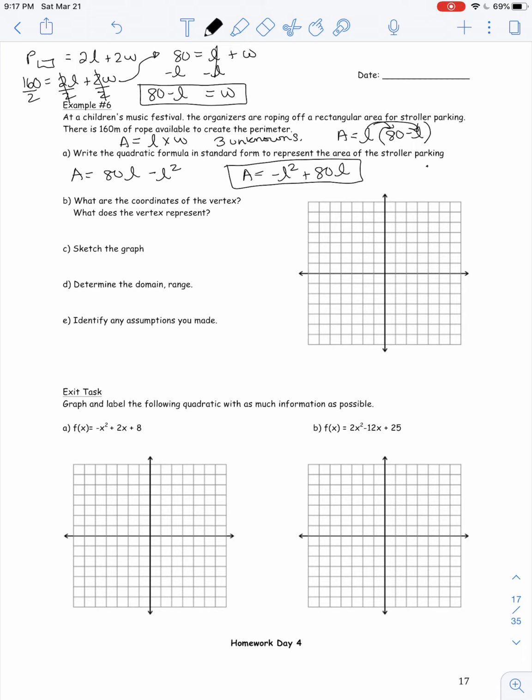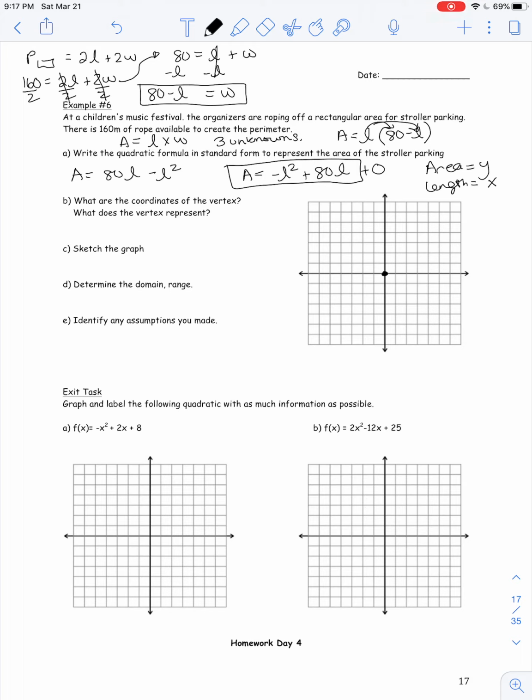So remember, A is area, and that's going to represent your y value. And length, which is L, is replacing your x value. So what we're going to do is go to our graphing calculator. But what's important to notice is that there's a constant of 0, meaning that there is a 0 added here. So we know that whatever happens, the graph is actually going to start from the ground, 0.